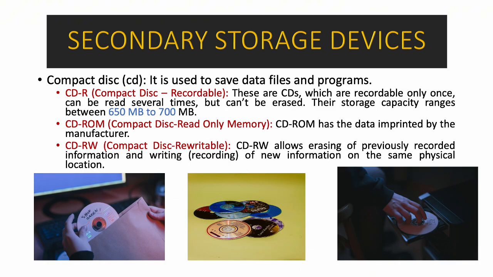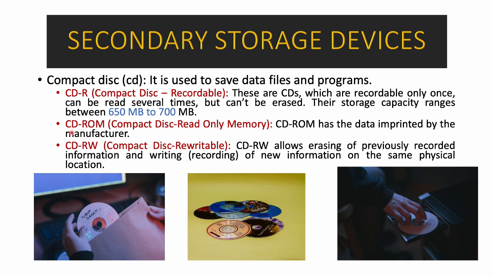Another type of secondary storage device, as we mentioned, is the compact disk. Compact disk, or CD, is used to save data files and programs. There are three types. CD-R, or compact disk recordable, are CDs which are recordable only once. We can record or save data on it only once. It can be read several times, but can't be erased. Their storage capacity ranges between 650 megabytes and 700 megabytes.